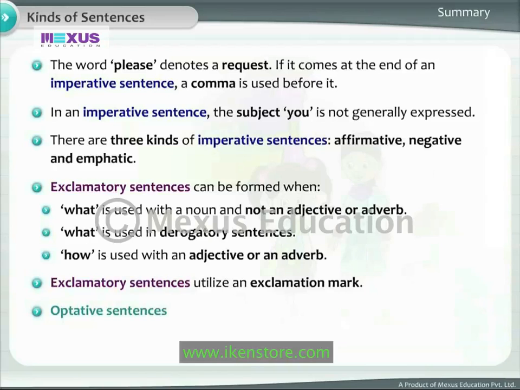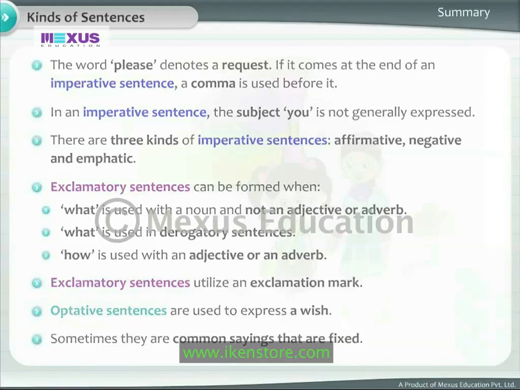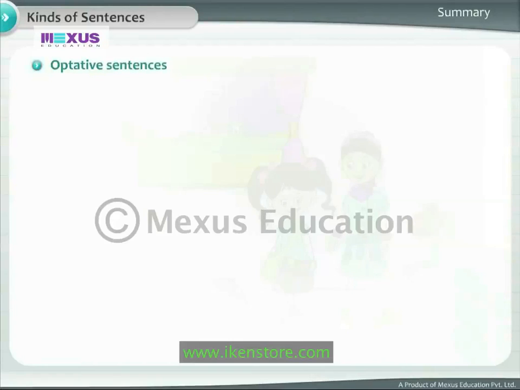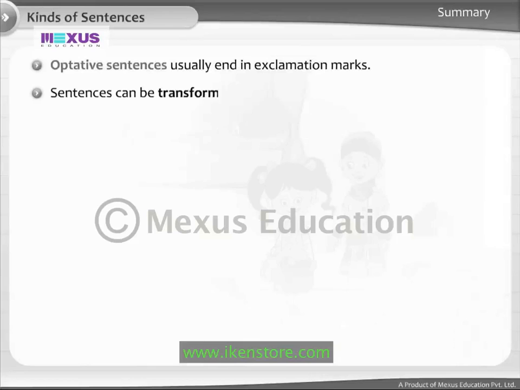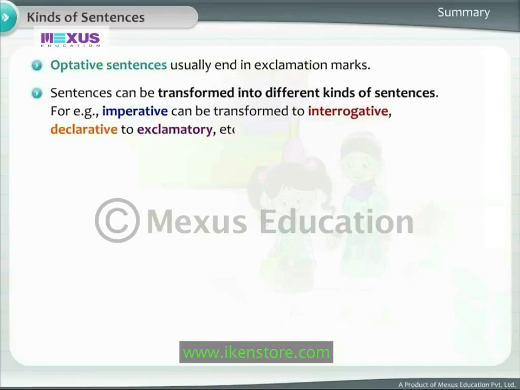Optative sentences are used to express a wish. Sometimes they are common sayings that are fixed. Optative sentences usually end in exclamation marks. Sentences can be transformed into different kinds of sentences. For example, imperative can be transformed to interrogative, declarative to exclamatory, etc.